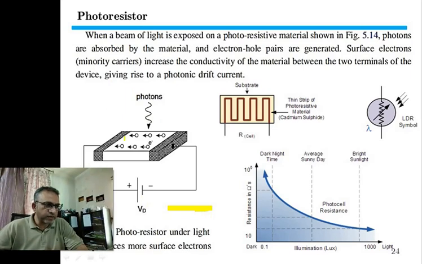In this figure, we have a battery. This battery is external. Then we have the photoresistive material and two terminals shown in the shaded area, and photons or light is allowed to fall on the photoresistive material. When photons fall, or as the material absorbs photons, what will happen? Electron-hole pairs will be produced.